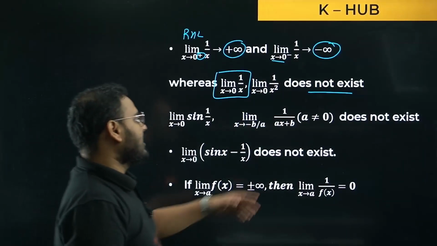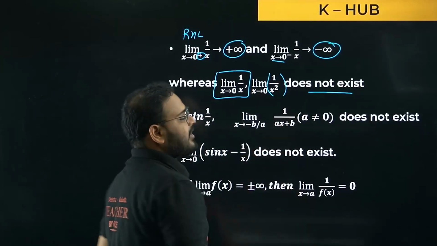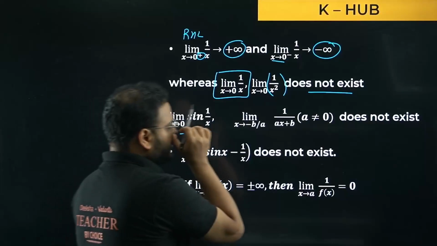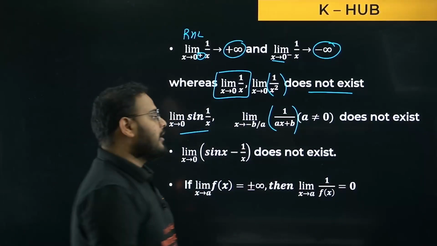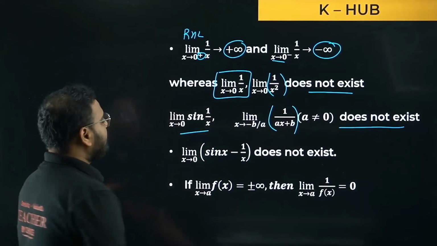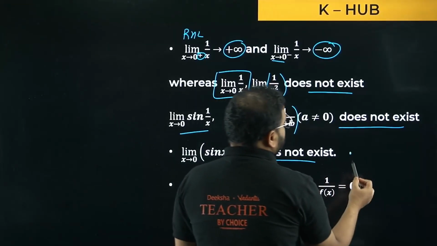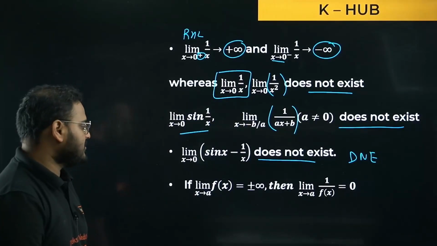No, it means does not exist. What about this, sir? Same goes over here. We have that also does not exist. Please check sin of 1 by x also does not exist, and we have 1 upon ax plus b when x tends to minus b by a does not exist, okay. Again we have limit x tends to 0 for sin x minus 1 by x will also be DNE, okay. Important results, please remember these results, okay.